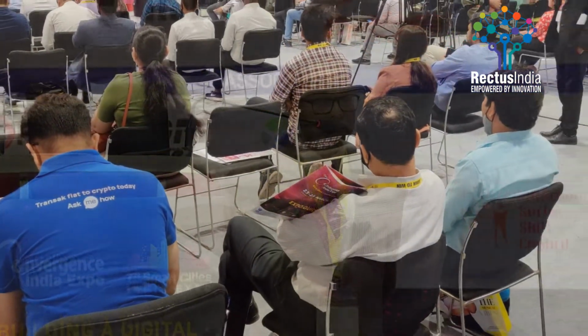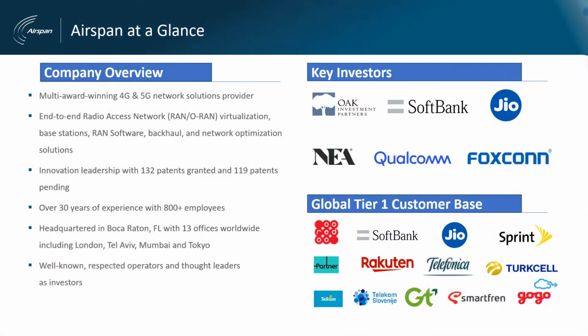We have operators and thought leaders as our investors. You can see that SoftBank, and even Jio, are investors in our company for 5G and 4G products. We also have Qualcomm and Foxconn. These are all our investors, and a lot of tier 1 operators like Sprint, Jio from India, SoftBank, and Rakuten are using our 4G, 5G products, as well as point-to-point and point-to-multipoint products.